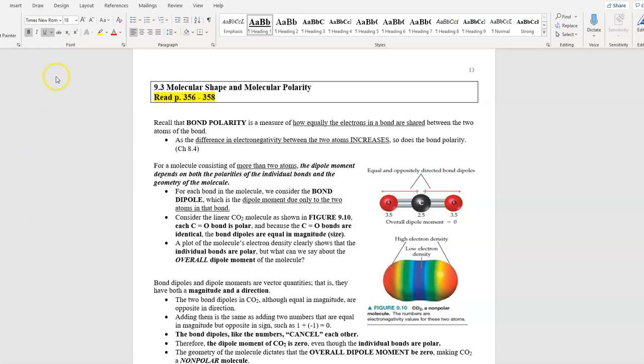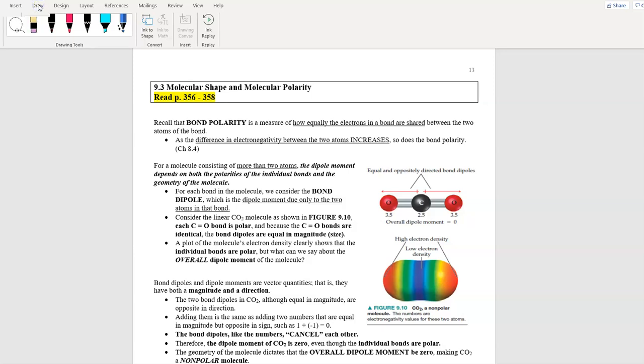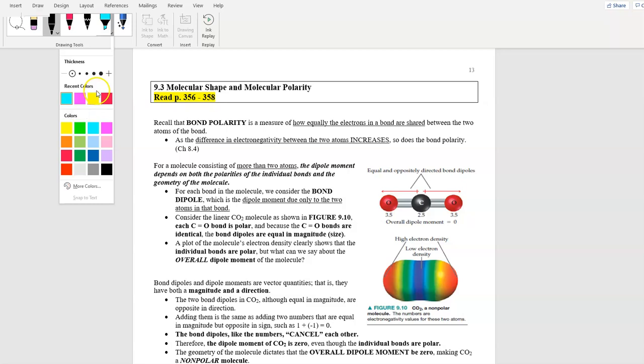Welcome AP 9.3. Now that we have learned how to figure out the shapes and the angles of a molecule, the question now is: is the molecule polar or nonpolar? So we need to use our knowledge from Chapter 8, extensively, when it has to do with polarity. So let's start from the beginning.